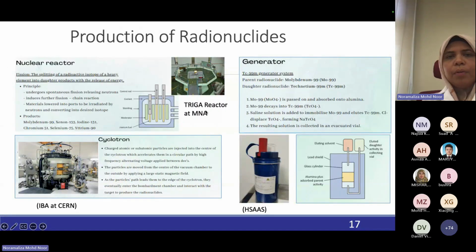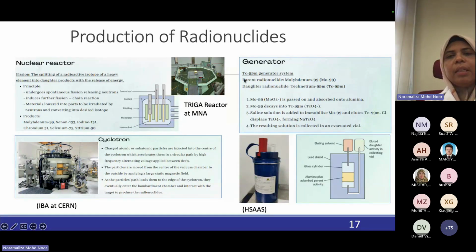Okay, now I move on to the production of radionuclides. Actually, most of the radionuclides used in medicine are artificially produced. So mainly we can produce radionuclides using 3 methods: the nuclear reactor, the generator, and the cyclotron. For the nuclear reactor, I don't want to explain in detail, but the products we produce are molybdenum-99, chromium, selenium, and yttrium. Yttrium is usually used further at the hospital to treat prostate cancer.